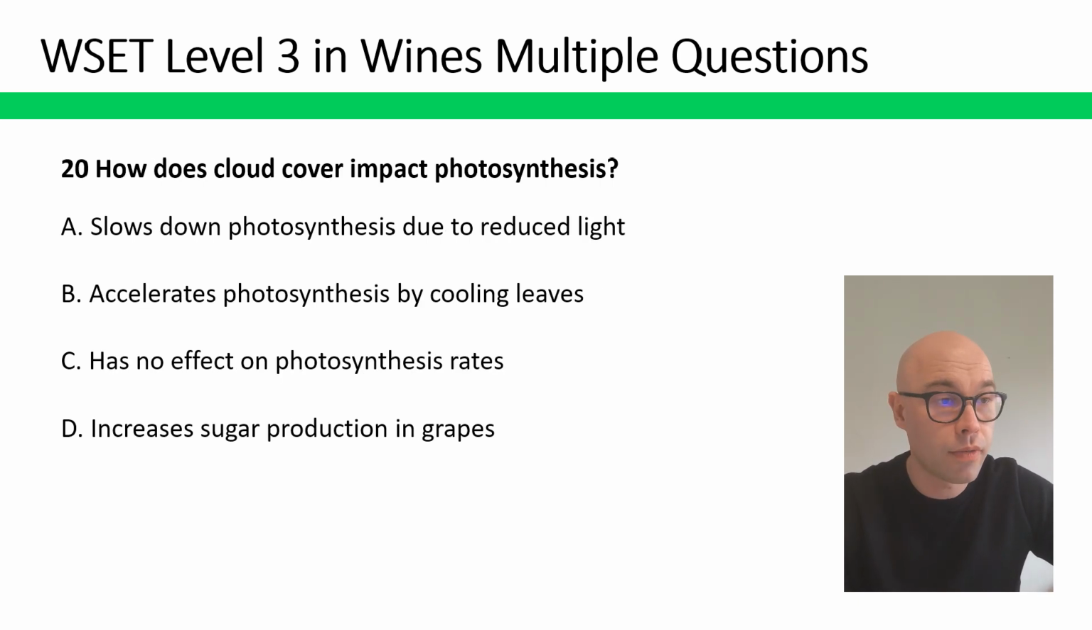How does cloud cover impact photosynthesis? Slows down photosynthesis due to the reduced light, accelerates photosynthesis by cooling leaves, has no effect on photosynthesis rates, increases sugar production in the grapes. The correct answer is A. Cloud cover slows down photosynthesis due to reduced light availability.